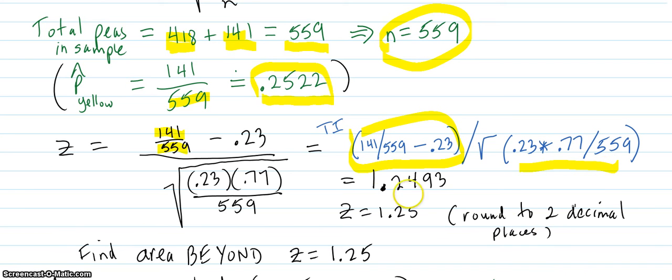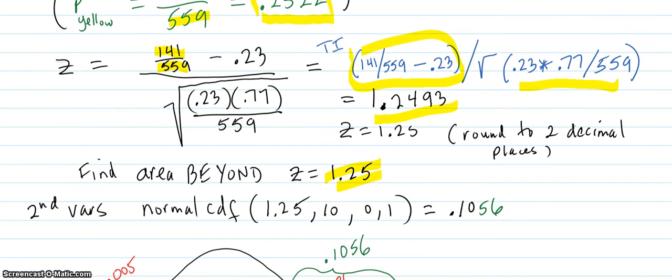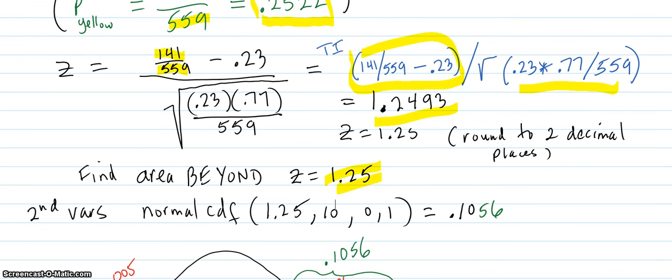And then you get 1.2493. Then you round it off to 1.25, which is your z, rounded off to 2 decimals. Now we're supposed to find the area beyond z to find out how hard it is to get a z value of 1.25. So you go to your second vars, which is distribution, normal CDF, 1.25 to 10. That's out in the right tail.